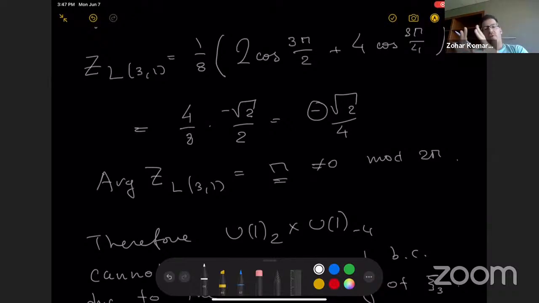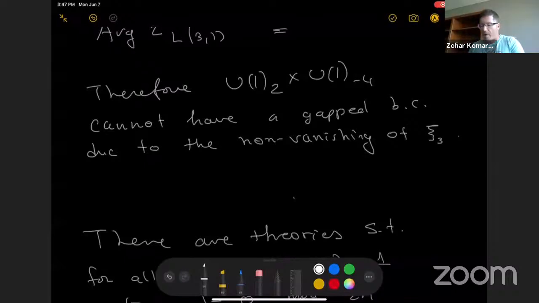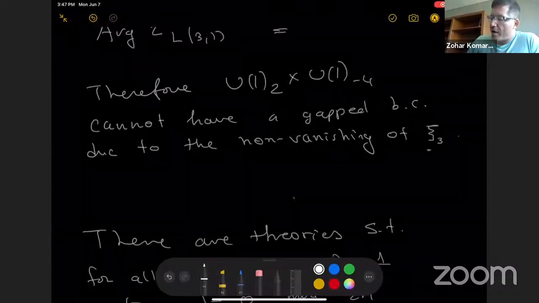And we have arrived at this conclusion by just summing over the topological spins without ever having to write the boundary conditions, quantizing the model, or studying the two-dimensional RCFT that is obtained with some boundary conditions. So you can immediately conclude that this model cannot have a gapped boundary due to the non-vanishing of the third higher central charge.